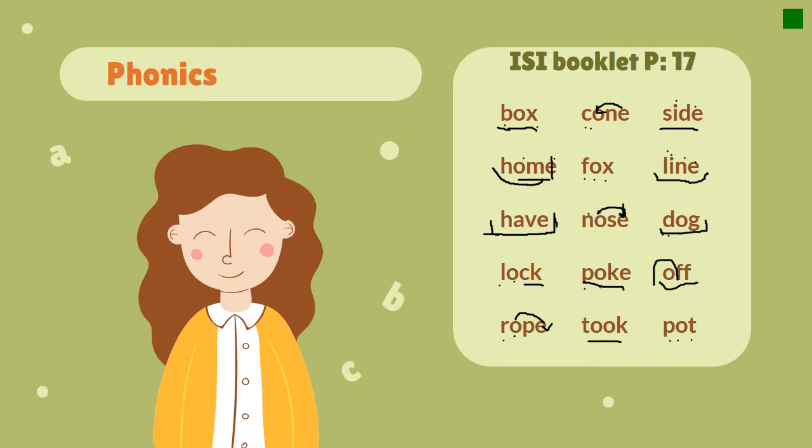You can solve the practice on page 17 in your booklet, Unit 2, by dividing these words in the three columns. We have short O, long O and other patterns. Other patterns are the words that are not related to short O or long O.